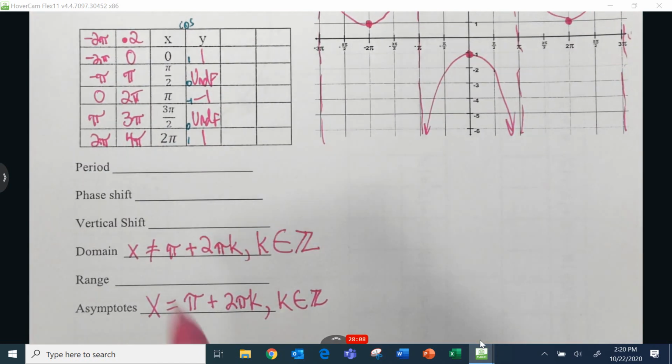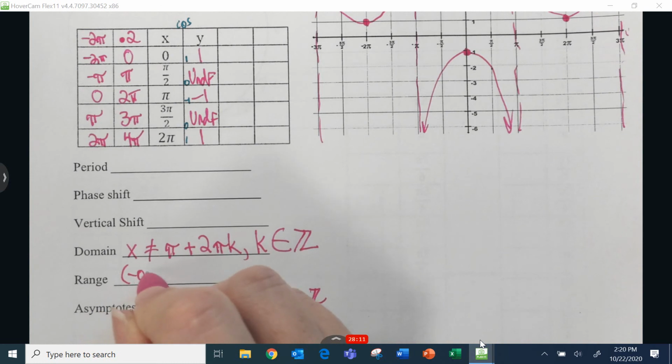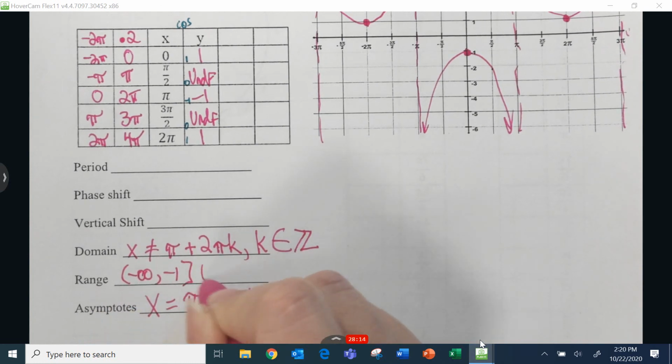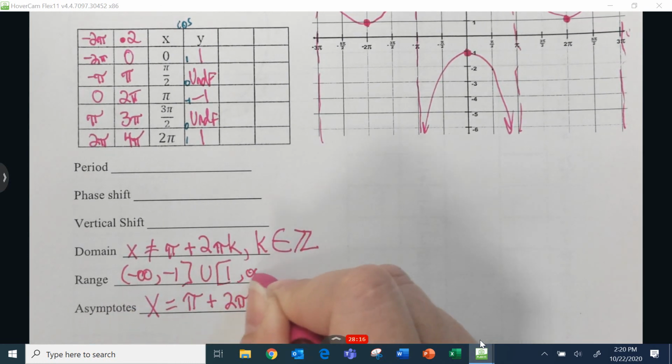And down here, why not? Let's throw the range in there. The range is negative infinity to negative 1 with a bracket, union 1 to infinity.